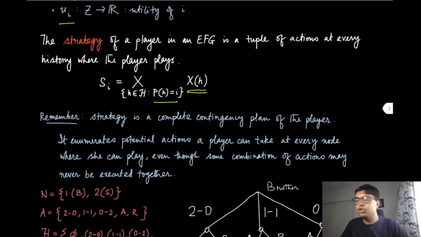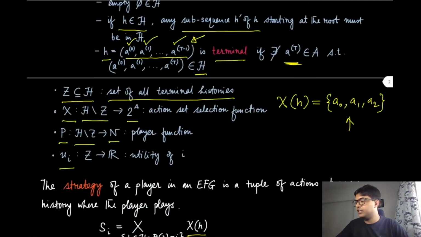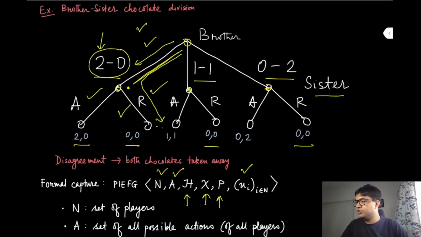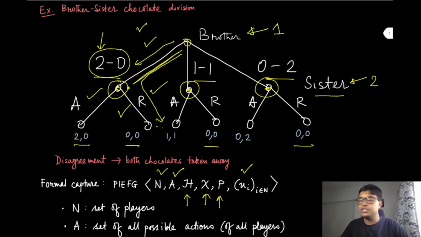So we look at all possible such histories where player 1 is going to play and take the Cartesian product of the corresponding action sets. In the previous case, if you look at this example, let's say we are looking at the second player, the sister. The sister is the second player and the brother is the first player. Then the sister is playing at 3 non-terminal nodes, here, here, and here. Therefore, the sister's strategies will be defined by a tuple of 3 things, as we have defined here.